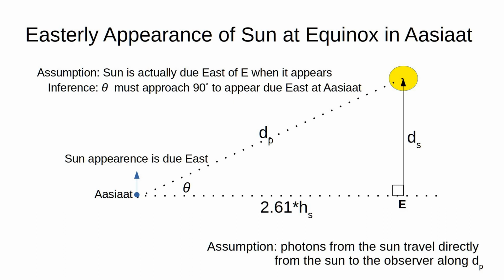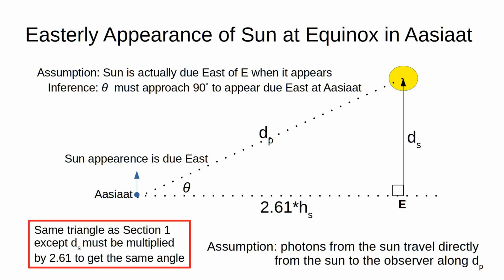We could apply our calculation approach to determining ds values to achieve such an observation, but we've already effectively done this because this is exactly the same calculation that we did in section 1. Only this time the value for the adjacent side is 2.61 times hs, meaning that the graph stretches out over a greater range of values to get the same angles. For example, to get to 80 degrees, we must have ds exceed 15 times hs rather than the 5 to 6 times that we saw in section 1.